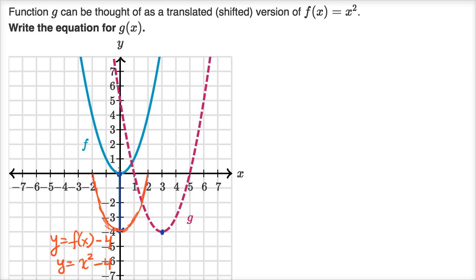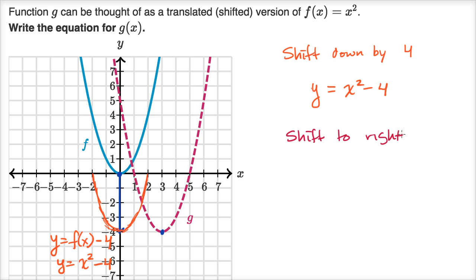And so the first thing we did is we shift down by 4. Shift down by 4. And so our equation went from just being x squared to x squared minus 4. So our new function, or our new graph, is y is equal to x squared minus 4. Now to get to g of x, we now have to shift to the right by 3. So let me write that down. Shift to the right by 3. Let me draw a little arrow here. So we are going to shift to the right by 3.